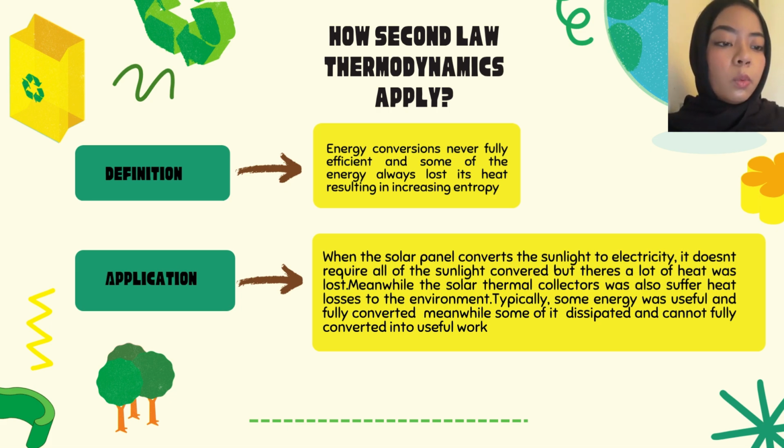Meanwhile, solar thermal collectors also suffer heat losses to the environment. Typically, some of the energy is useful and fully converted. Meanwhile, some of it is dissipated and cannot be fully converted into useful work. For example, a photovoltaic cell might only convert 20% of the solar energy it receives to electricity. The rest becomes heat or is reflected.